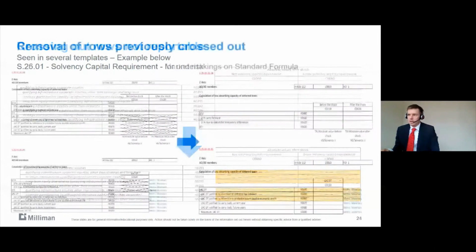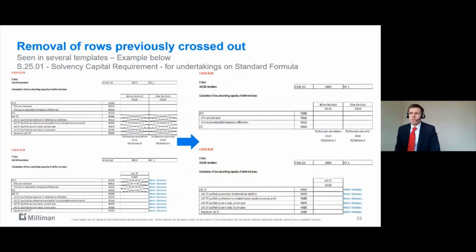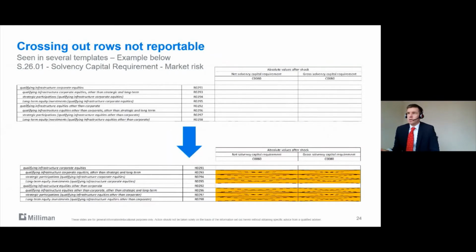And actually, I'll flick back there. One thing to note though is that all those cell references, and for instance, the LAC DT on the right there is referenced as OR0640, and it was also previously referenced as OR0640. So that means if you're looking at the log files, it is the same cell reference if you want to look up for information on how you fill out that cell. The next one is they've also crossed out some rows that are not reportable. So previously, for instance, on S2601 for market risk, there was some items in there that might not necessarily be relevant and have to be reported. So again, some of those now can be crossed out.